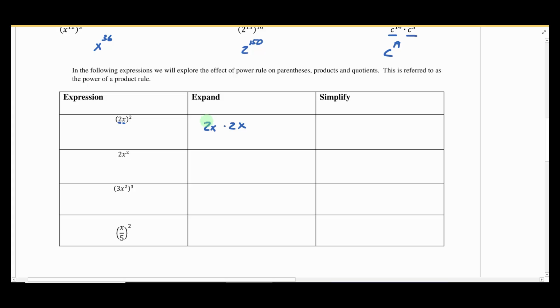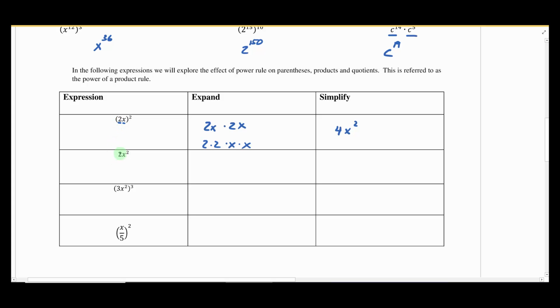Now because this is multiplication, I can rewrite this in any order that I like. I could put the 2's right next to each other, and then the x's right next to each other, just like that, and then multiply the 2's. That would give me a 4. And then if I put the x's back together using an exponent, that would be 4x squared. So that is a very simple expansion of a power of a product.